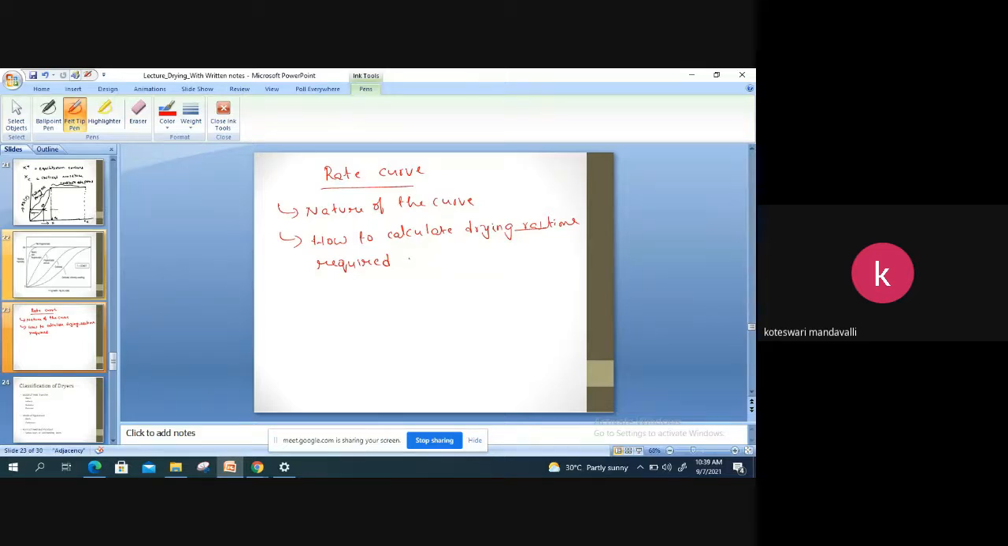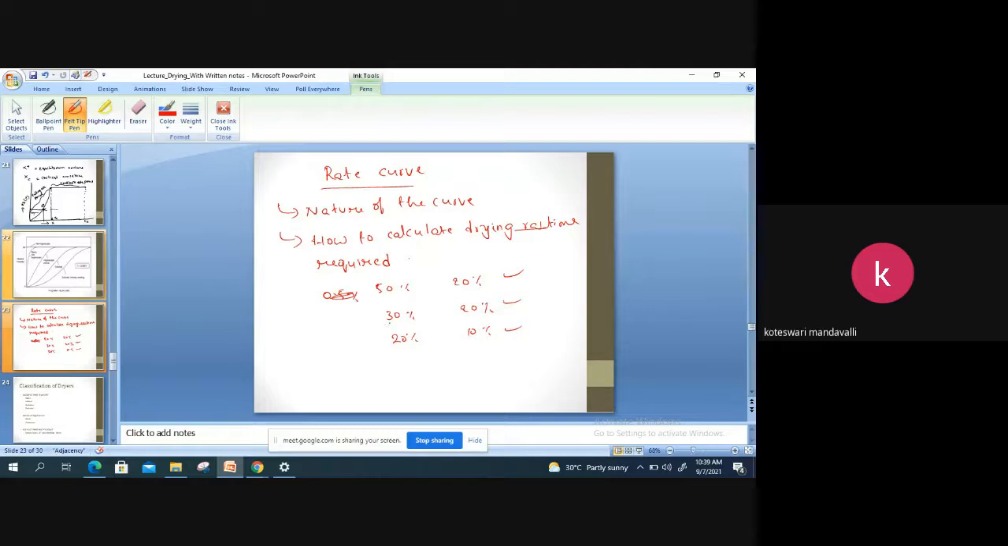That means if you are given some limits, like 50% to 20%, how much drying rate is required, or 30% to 20%, how much drying rate is required, or otherwise 20% to 10%, how much drying rate is required. If you have some limits, some specification like this, how to calculate drying rate.